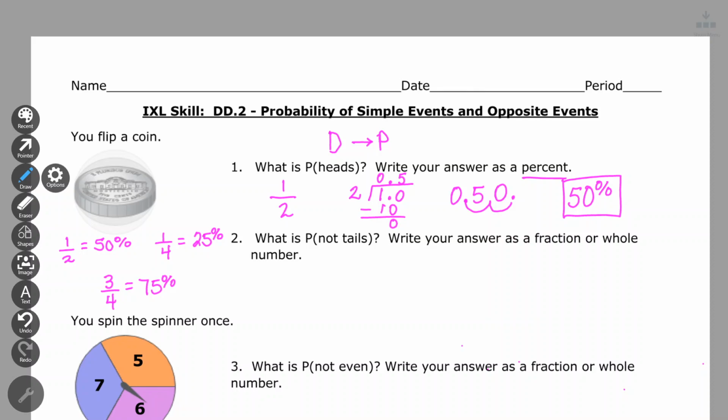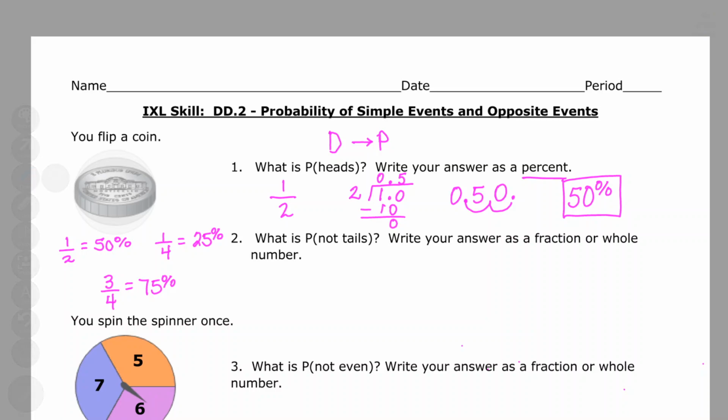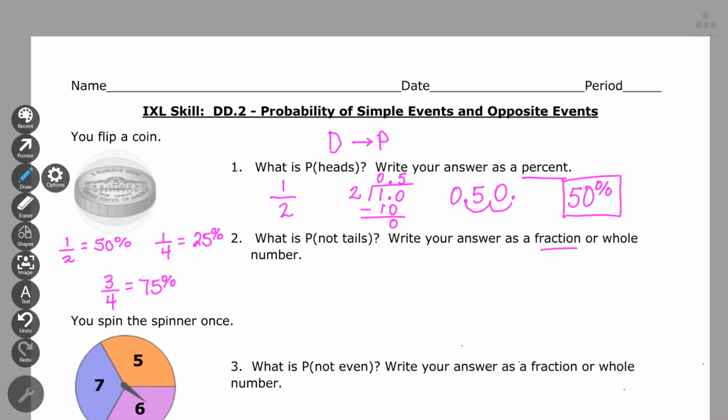On to number 2. What is the probability of not tails? So what is the probability of flipping the coin and it not landing on tails? Write your answer as a fraction or a whole number.